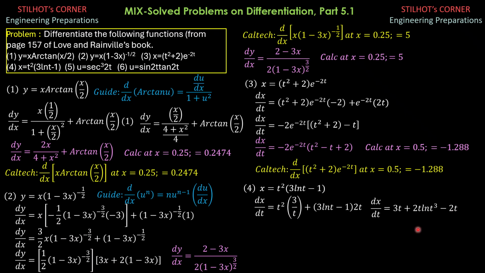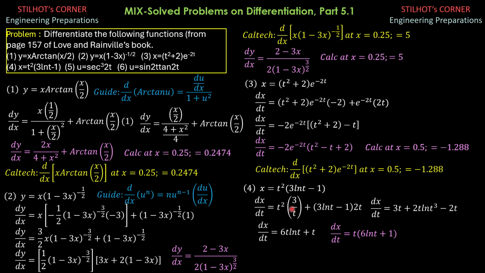this simplifies to t plus 6t ln of t. So 6t ln of t, then 3t minus 2t is t. Factor out t. So our final answer is t times quantity 6 ln of t plus 1.